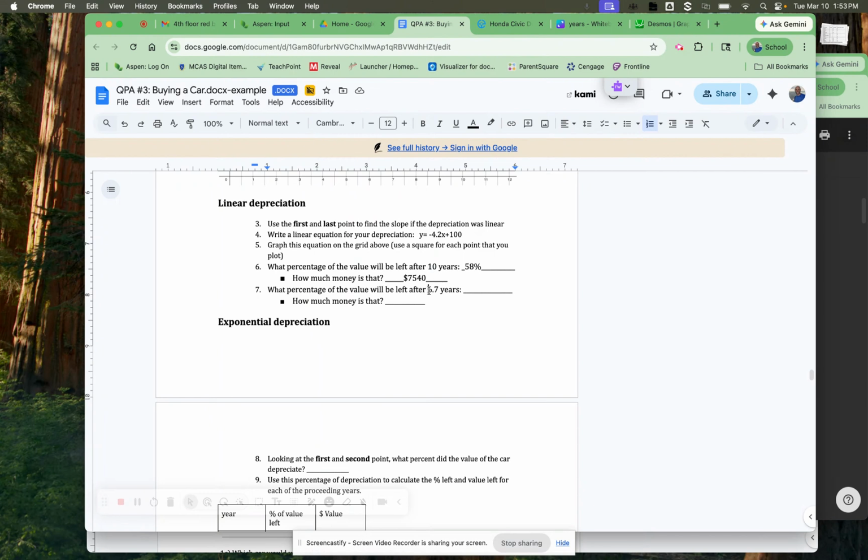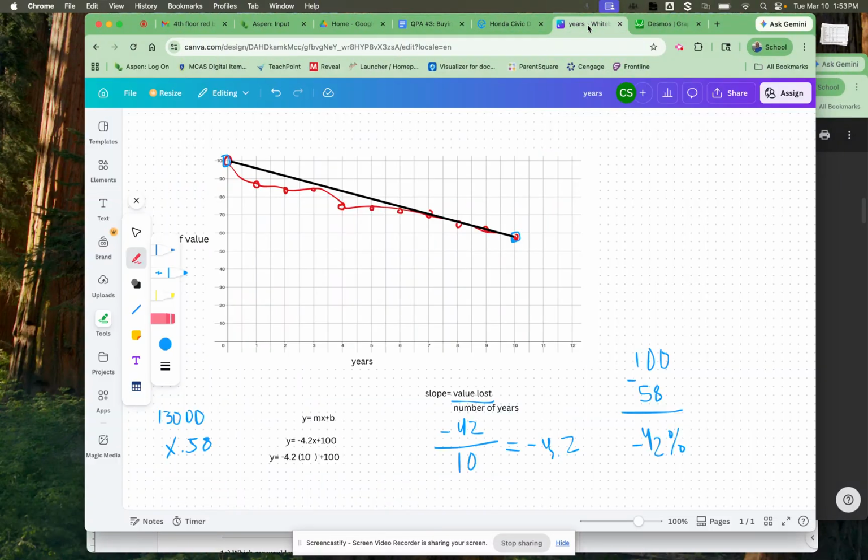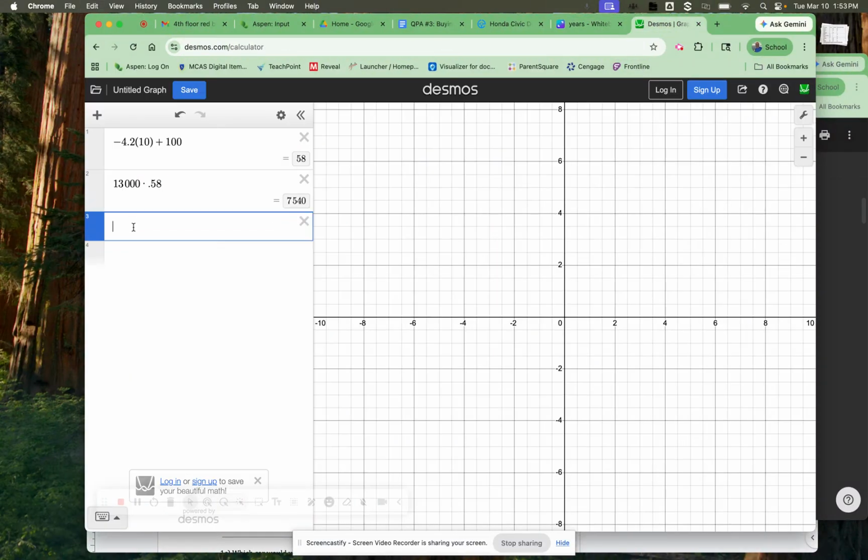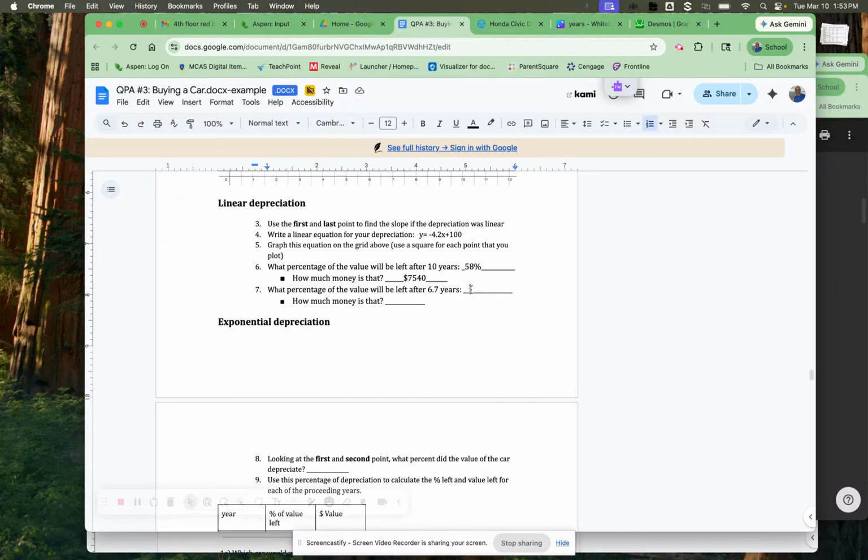I'm going to do the same thing for 6.7. So I'm going to take my equation. Instead of 10, I'm going to put in 6.7 years. I'm going to take this, put it into the calculator, and that would be 71.86 years. Percent, sorry. So it should be 71.86%.